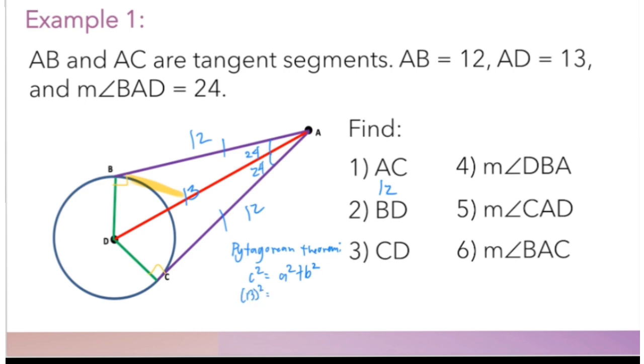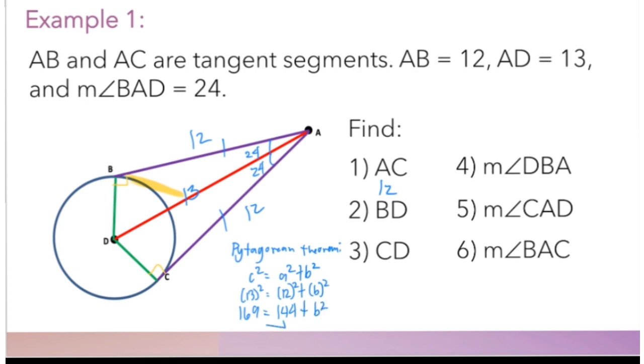Our legs, a and b, could be either way, so either AB or BD. So I'll have 12 here, and b is still missing, because that's BD, the one that we're looking for. 13 squared is 169. 12 squared is 144, plus b squared.